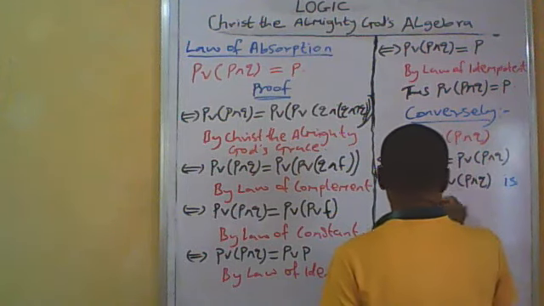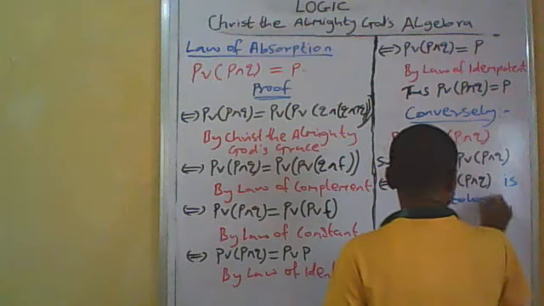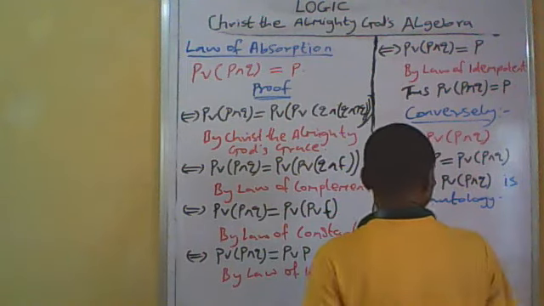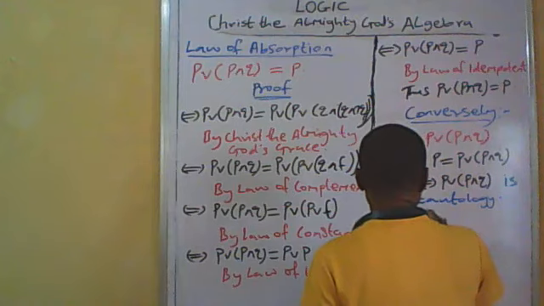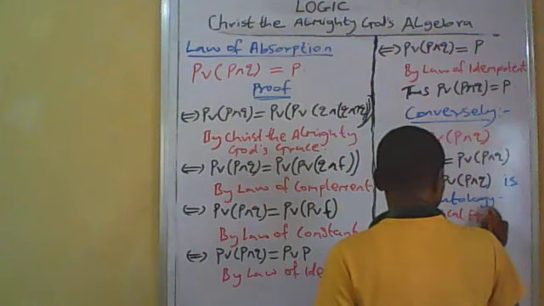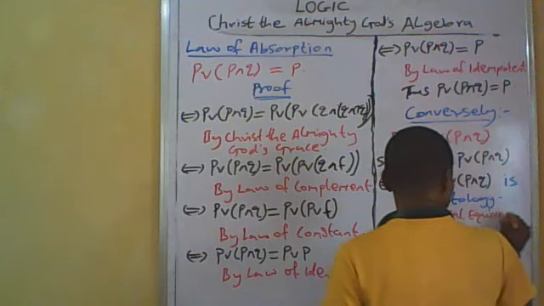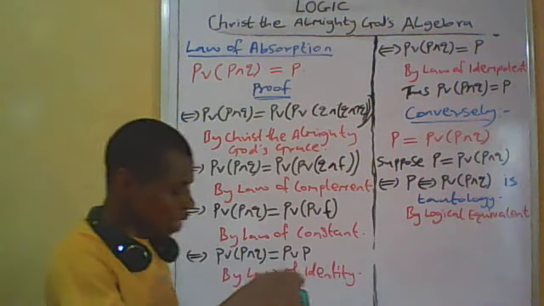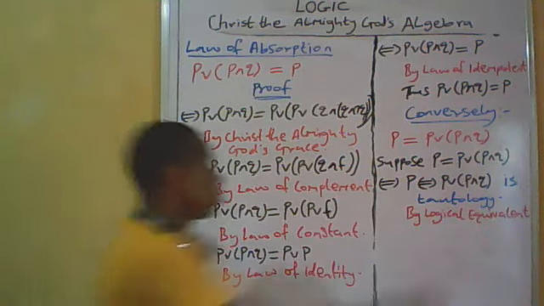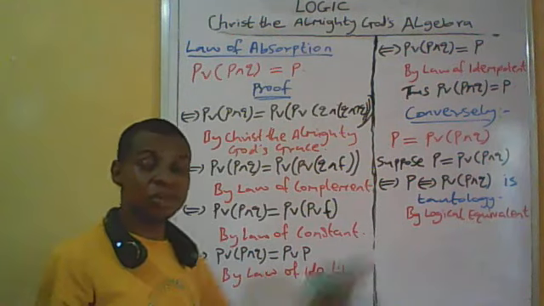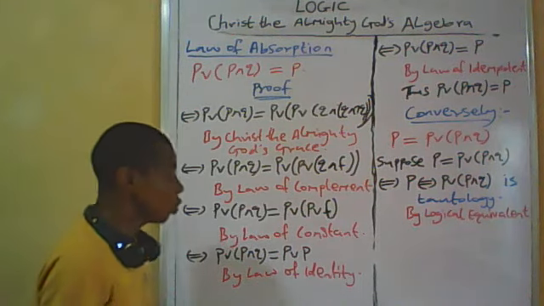is a tautology, being justified by logical equivalence. Now we have transformed this equation to a biconditional statement and it still preserves truth.